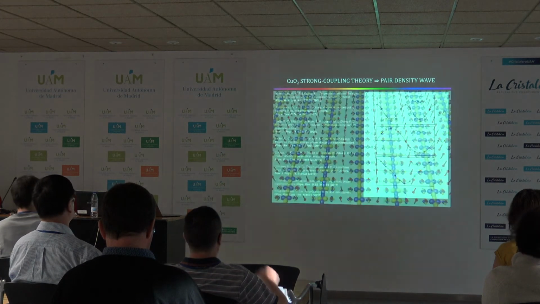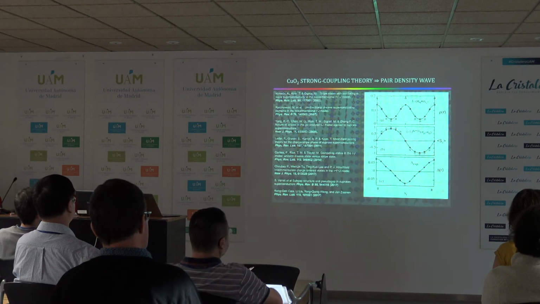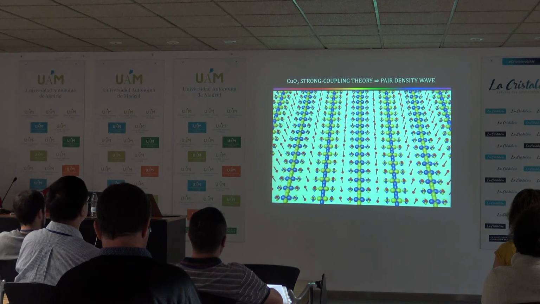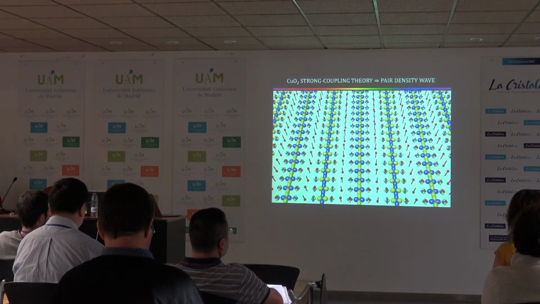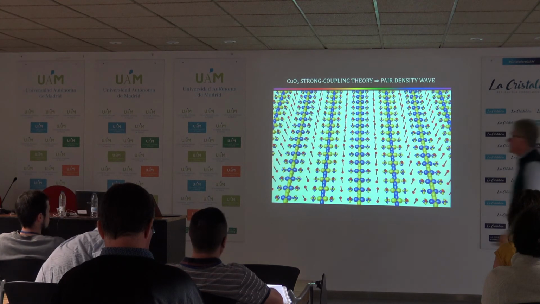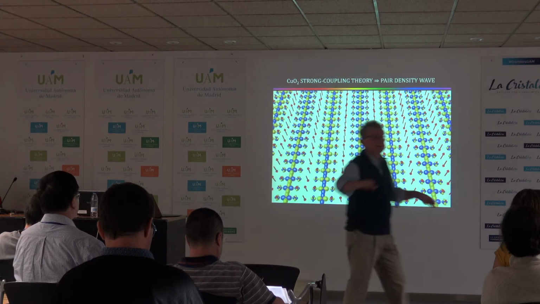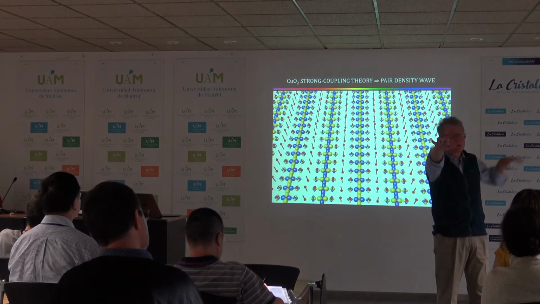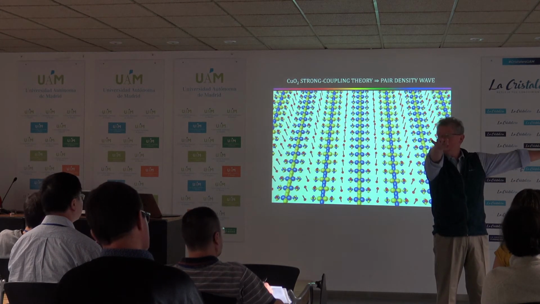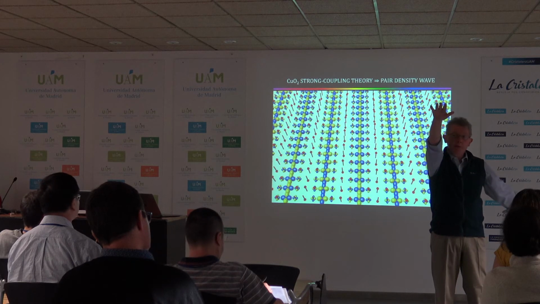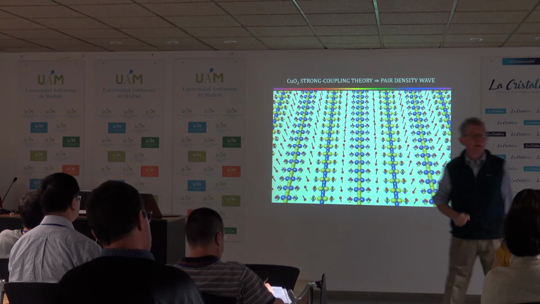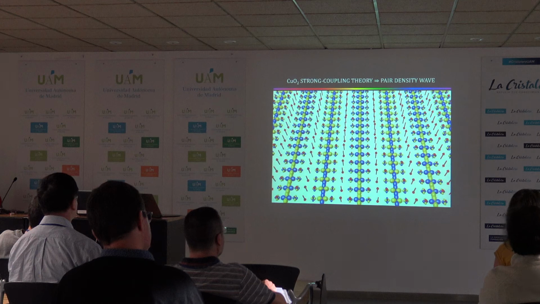If we make a cartoon of what this object looks like in real space, because we work in real space, and furthermore, most of these theories find that it's a d-symmetry pair density wave. So you all know what d-wave superconductivity is. The sign of the wave function changes by 90 degrees, changes from plus to minus when you rotate through 90 degrees. But so what's a d-symmetry pair density wave?